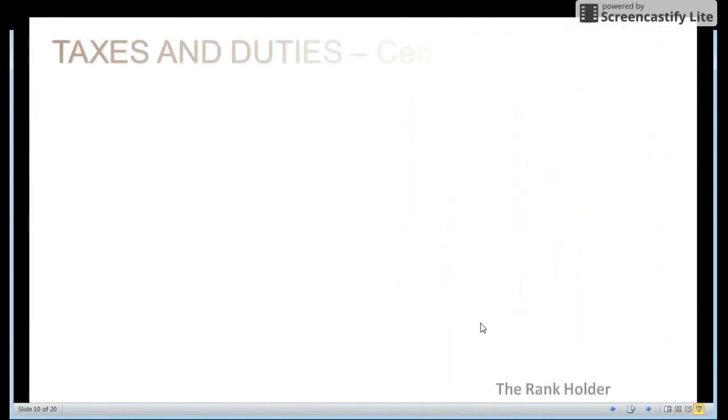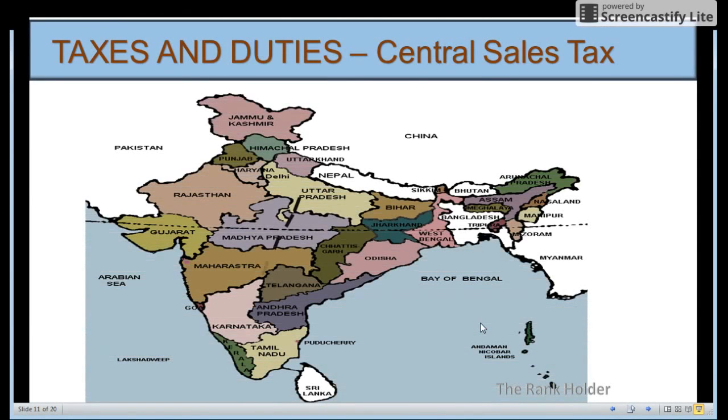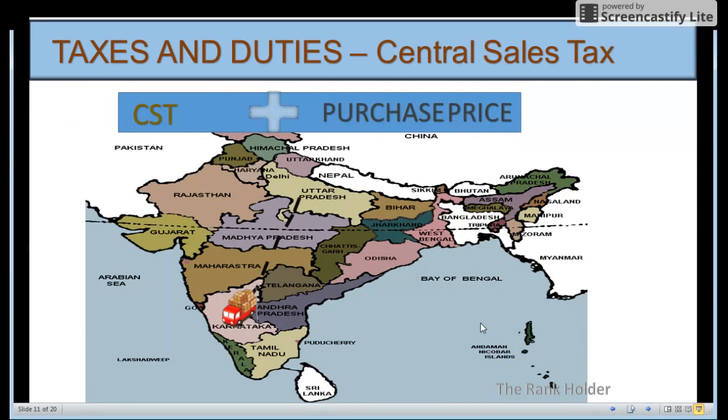Next comes central sales tax. Central sales tax is a tax paid by the buyer to the seller only when the sale is happening between two different states in India. Example, the sale may happen from Uttar Pradesh to Karnataka. The seller may be in Uttar Pradesh and the buyer in Karnataka. It is an amount paid to the seller in addition to the purchase price. Hence, it has to be added to the purchase price.